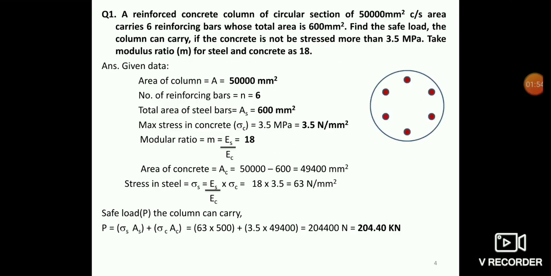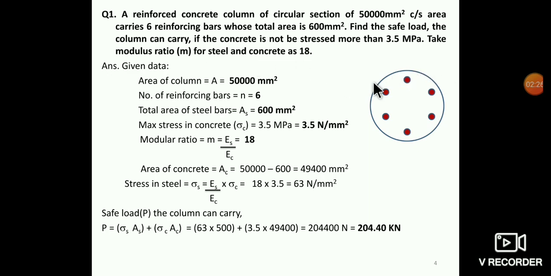Question number 1: a RCC column, or reinforced concrete column, of circular section of 50,000 mm square cross-section area carries 6 reinforcing bars whose total area is 600 mm square. Find the safe load the column can carry if the concrete is not to be stressed more than 3.5 megapascal. Take modular ratio m for steel and concrete as 18.